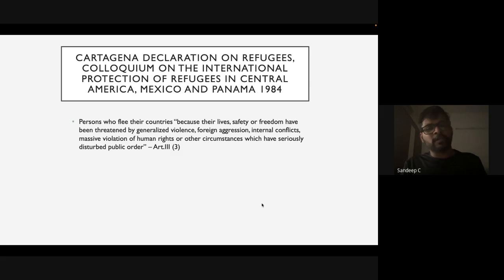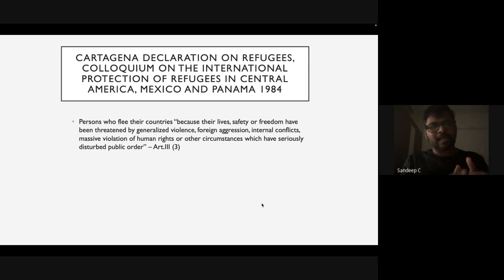Okay. Now moving on to the Cartagena Declaration on Refugees. Okay. Cartagena Declaration is a declaration made by the South American countries. This was concluded in Mexico and Panama in 1984. And if you look at Article 3, Clause 3 of the Cartagena Convention, it says that persons who flee their country because their life, safety, or freedom has been threatened by generalized violence, foreign aggression, internal conflict, massive violations of human rights, or other circumstances which seriously disturb public order.